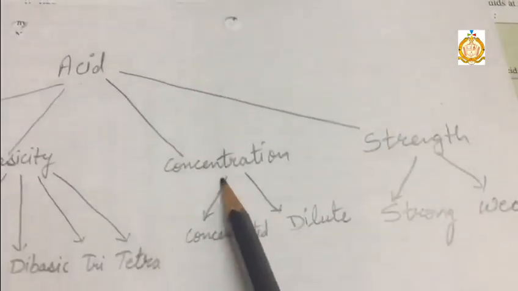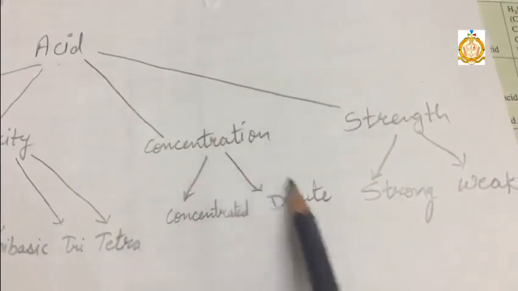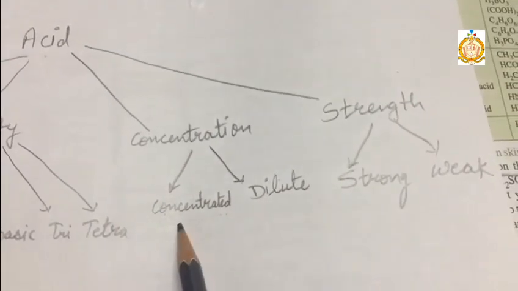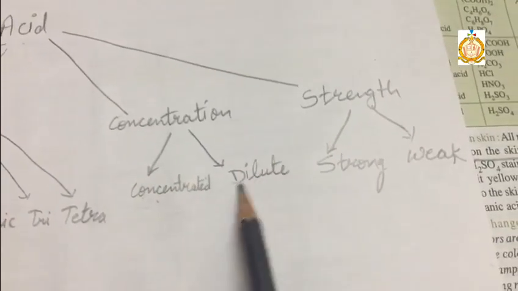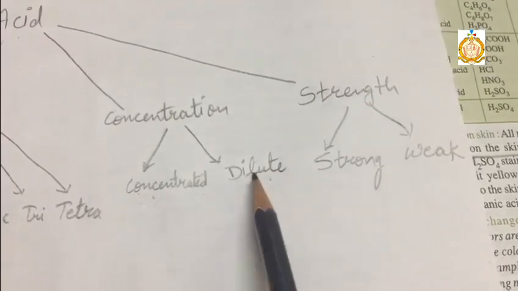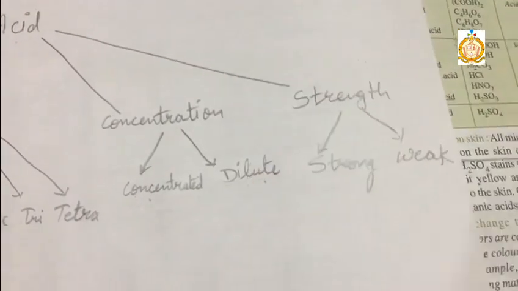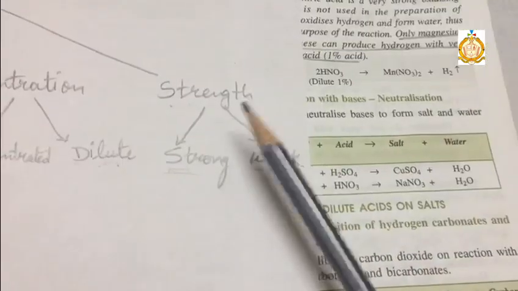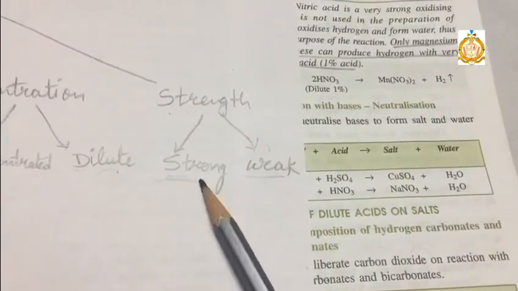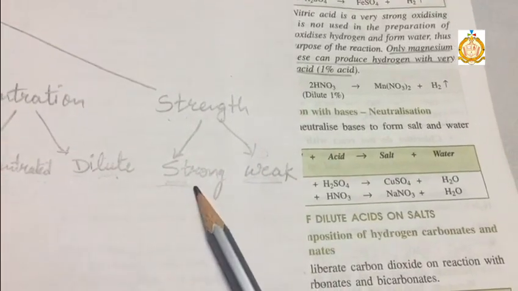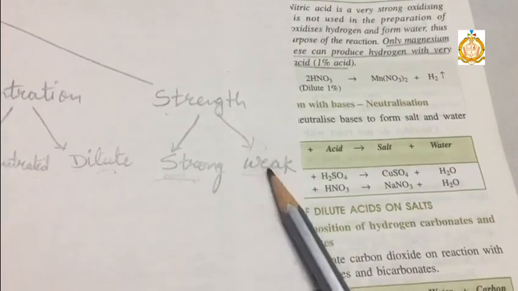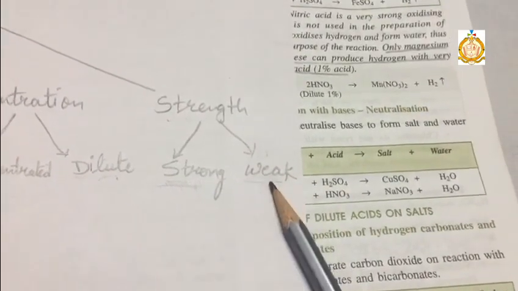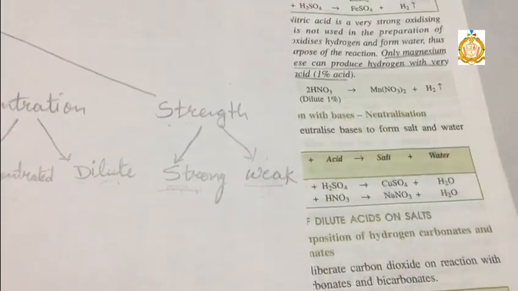Next, on the basis of concentration we can also categorize acids: concentrated acid and dilute acid. Concentrated means the amount of acid is more than the amount of water. Dilute means the acid is in less quantity as compared to water. Next is strength. On the basis of strength, acids can be categorized into strong and weak acids. Strong acids are those which ionize completely, and weak acids are those which ionize partially, meaning they give fewer ions as compared to the whole.